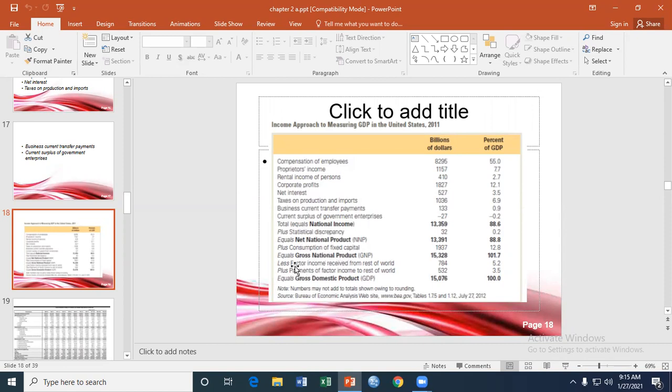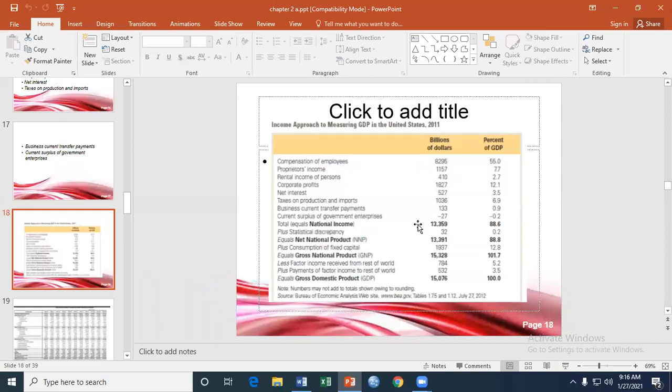Now, net factor payment can be calculated by subtracting factor income received from the rest of the world from payment of factor income to the rest of the world, right? It is the difference between the income received and the income paid to the foreigners. If you add it to GNP, you will get gross domestic product.